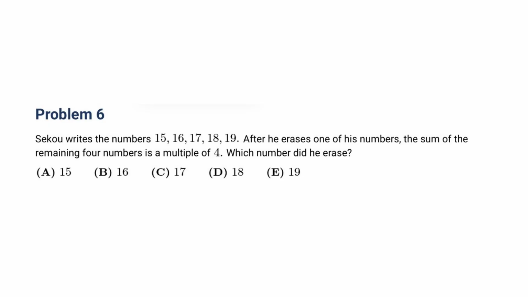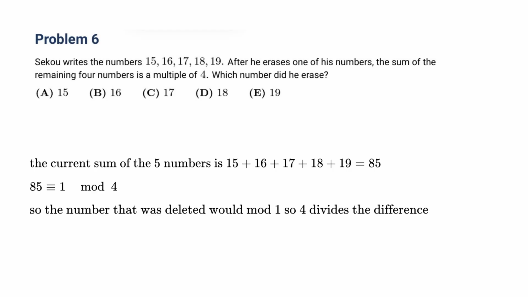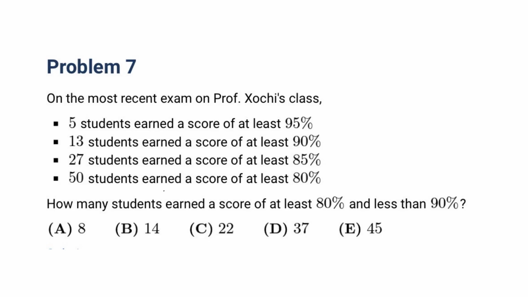Problem 6. Sekou writes the numbers 15, 16, 17, 18, 19. After he erases one of the numbers, the remaining sum is a multiple of 4. What number did he erase? This question can be solved with basic modular arithmetic. The sum of all the values is 85, which has a remainder of 1 when it is divided by 4. Because of this, the number we delete has to be congruent to 1 too, so that when they are subtracted, the difference is 0. Going through each of the numbers, we find that 17 is the only number, so 17 is the answer.